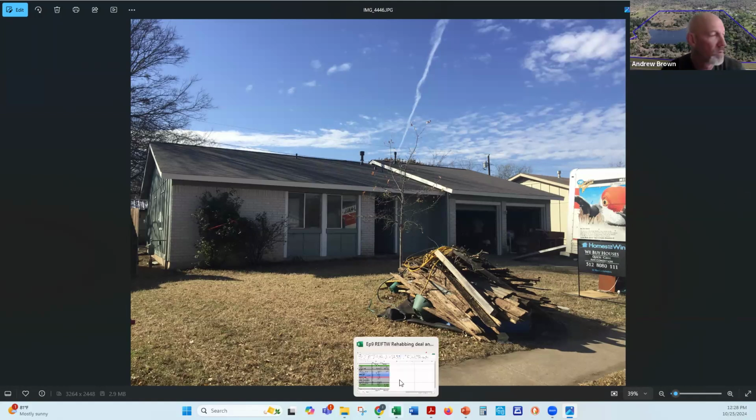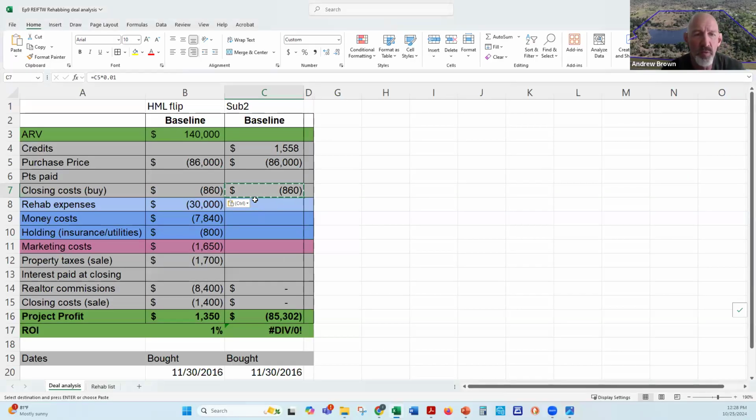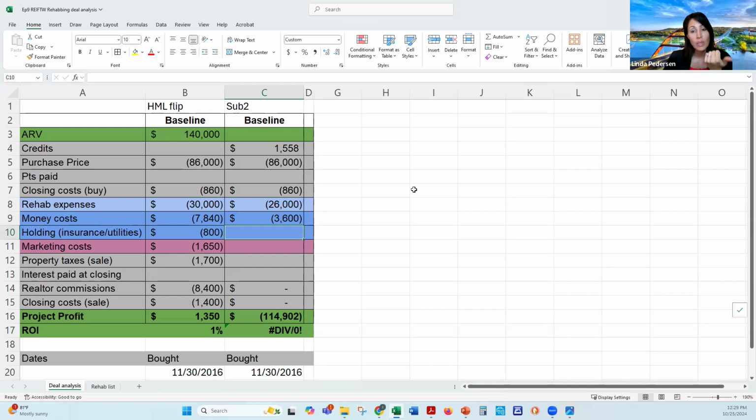The money costs, I'll let you get back to that. So that was 26. The money costs came down to 3,600. We still did have money costs because we had to borrow some money for the rehab, because again, at this point we had a lot of properties going on. We did not have the money sitting around. And we still made the mortgage payments. And we had to catch up on a mortgage payment.